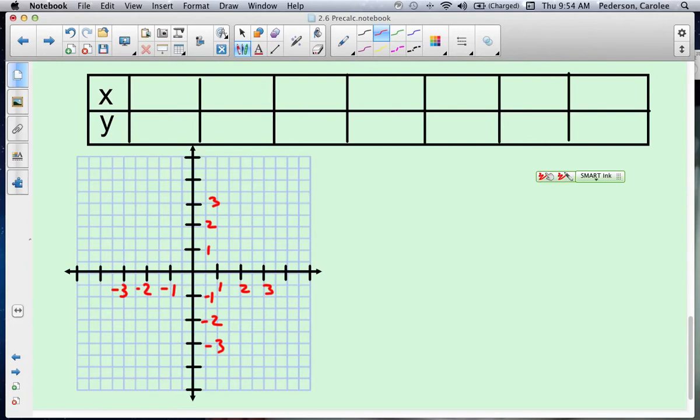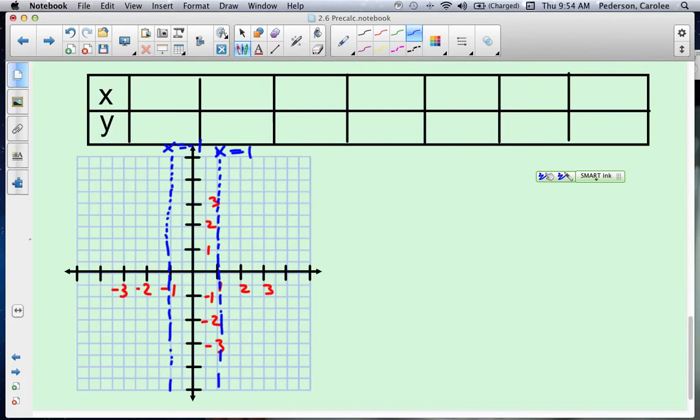Now let's graph the domain restrictions. Those are where x cannot be. So those were your vertical asymptotes. So where were your vertical asymptotes at? 1 and negative 1. So I have a vertical asymptote at x equals 1 and x equals negative 1.